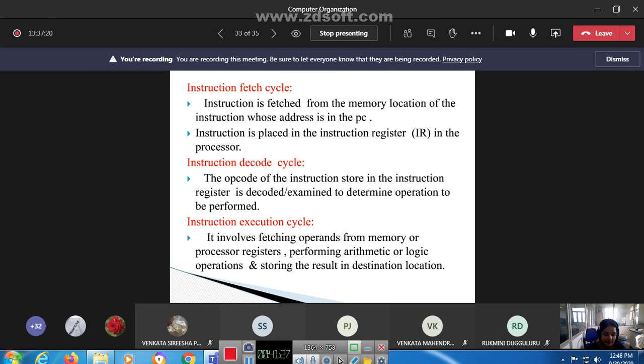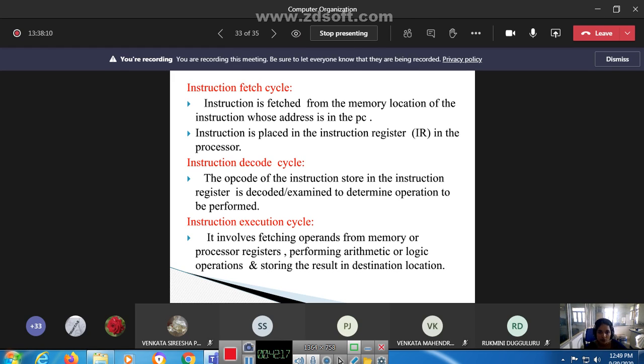What is the instruction execution cycle? In this instruction cycle the operation is performed by the processor. This involves fetching operands from the memory or from the processor registers and performing arithmetic and logical operations. After these two operations are performed, the program comes to the execution cycle. Here the processor performs specific operations, fetching from the memory and processor registers and performing the arithmetic and logic operations. In this execution the ALU performs, and after storing, the result goes to the destination location. So this is the working of the instruction execution cycle.